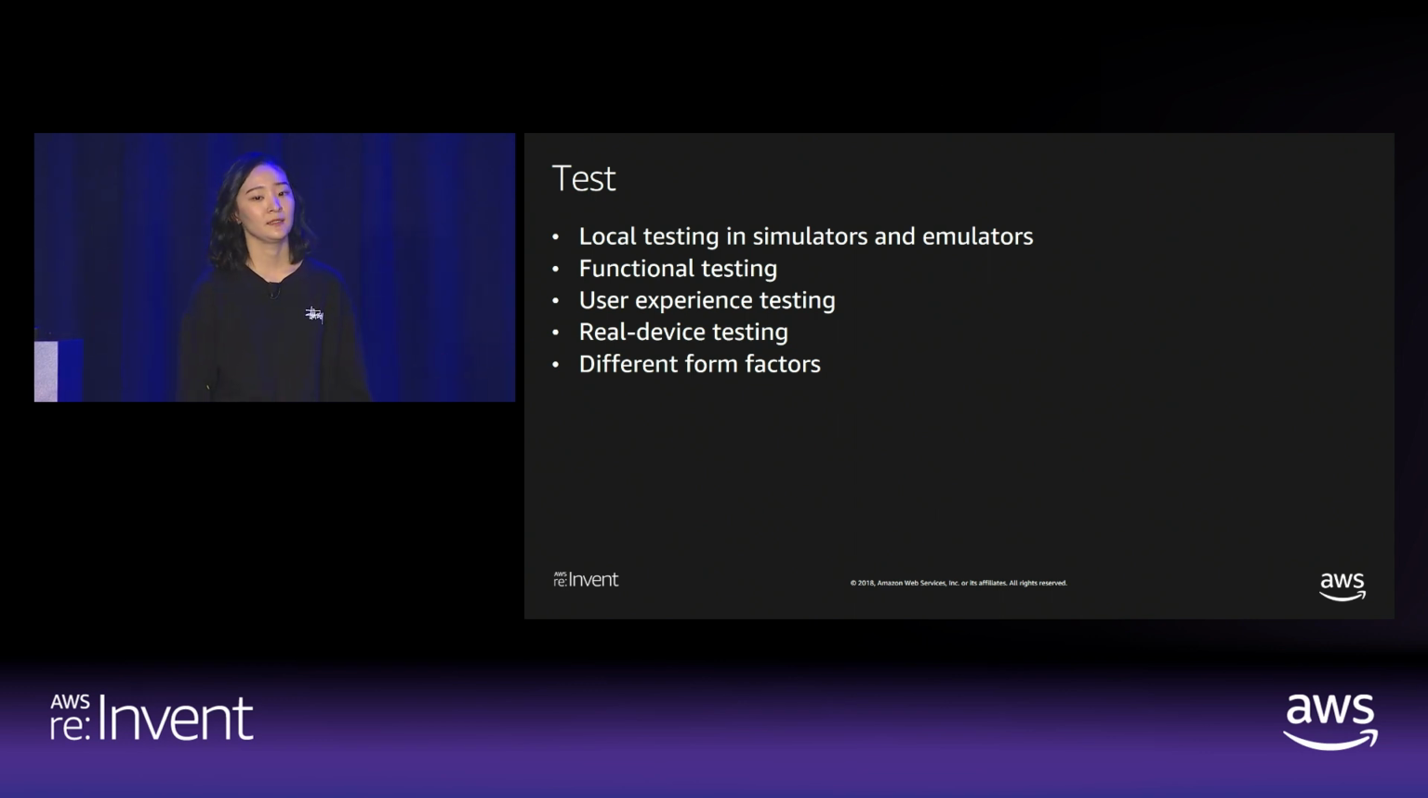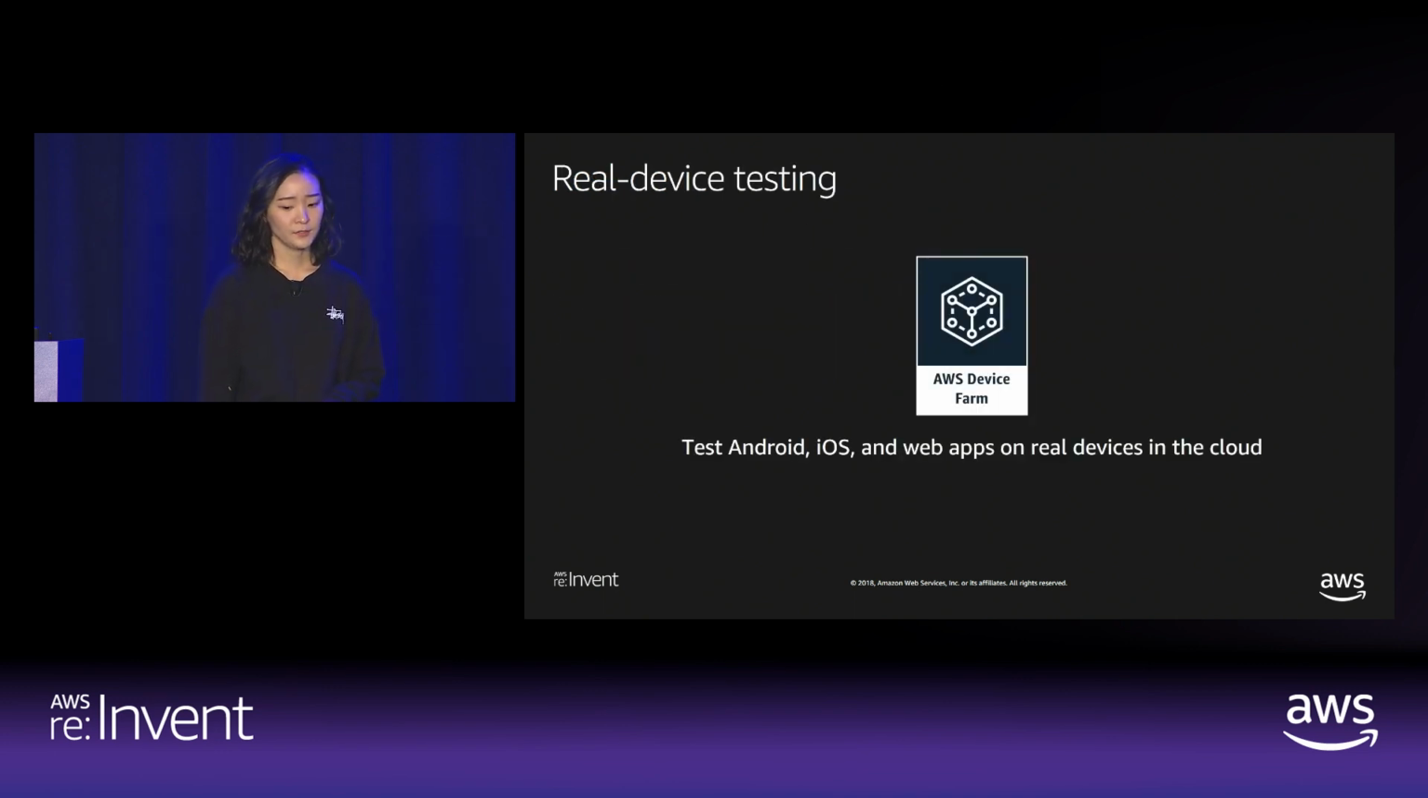And when you're testing, especially app testing, it's important to think about all the different form factors that are out there. Real device testing is pretty important when you're trying to deliver quality applications, but it's difficult because we don't always have access to every device that's out there. It's really hard. But you can use AWS Device Farm to test your Android, iOS, and web apps on the cloud.